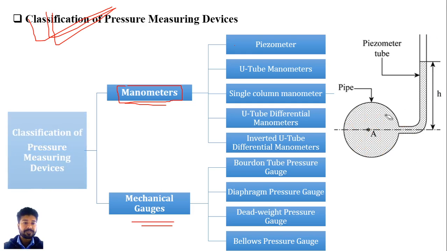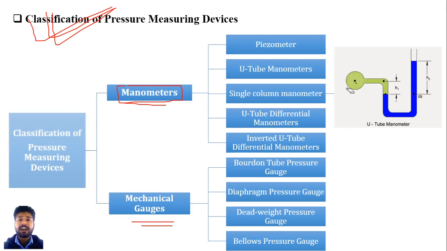And the next one is the U-tube manometer. Here is the cross-sectional pipe A again, and the glass tube is now in the form of a U. Because of this U formation, the name is U-tube manometer. In this U-tube manometer you can see a heavier, denser liquid compared to the flowing fluid.